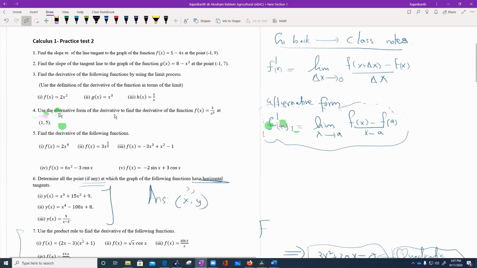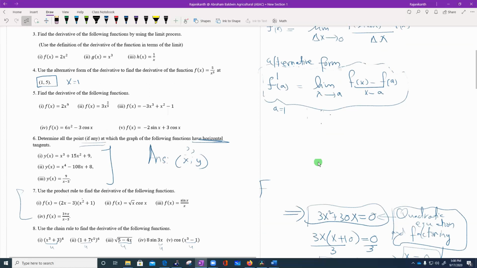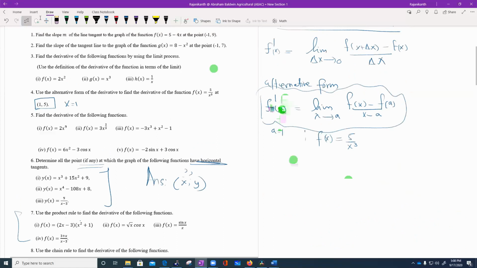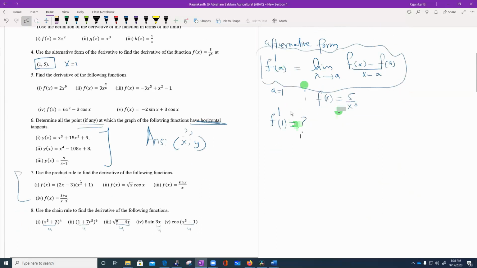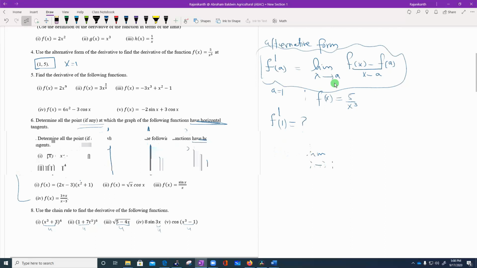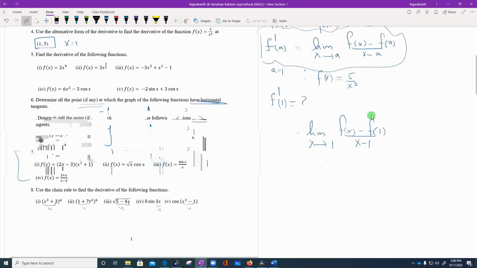Okay, if you look at the problem, you know the function now, f(x) is given. You know the point as well. The point is (1, 5), therefore the x coordinate of the point is simply 1, so a is 1 in this problem. Now f(x) is 5 over x cubed, and we are going to find the derivative at 1. Simply use this limit version formula. With a now 1, f prime of 1 is the limit as x goes to 1 of f(x) minus f(1) over x minus 1.